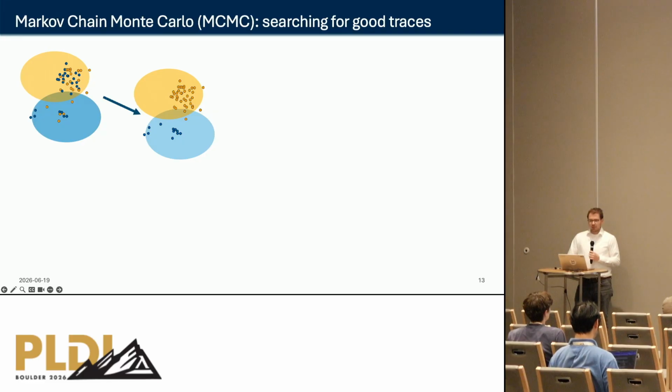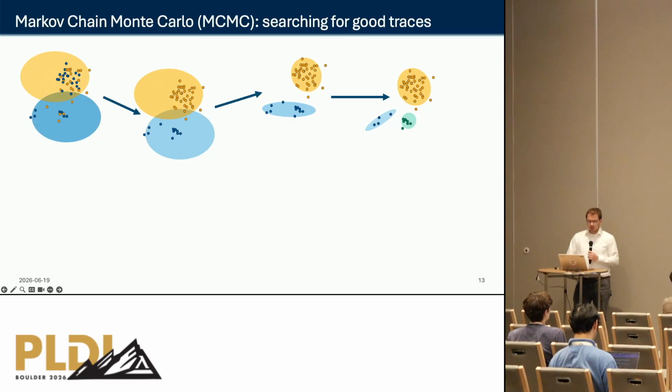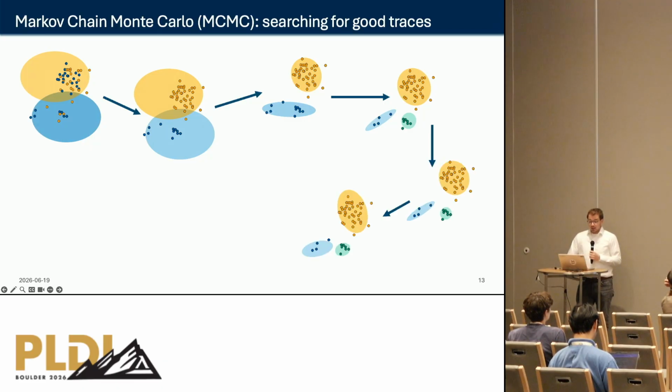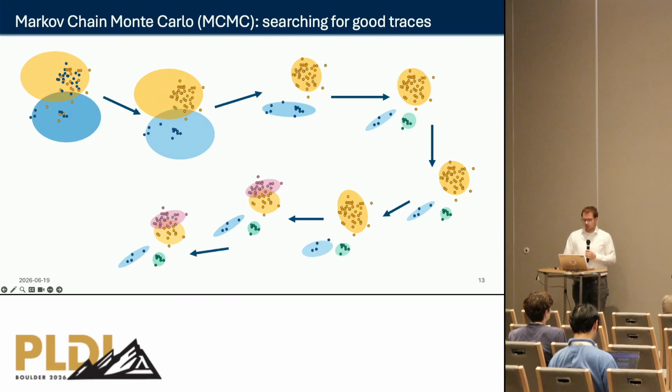Next, the algorithm makes changes to the trace, such as reassigning data points to different clusters, or changing the cluster parameters, or splitting a cluster, and so on. And in this way, it constructs a chain of traces whose distribution converges to the posterior distribution of the probabilistic program, conditioned on the given data points.